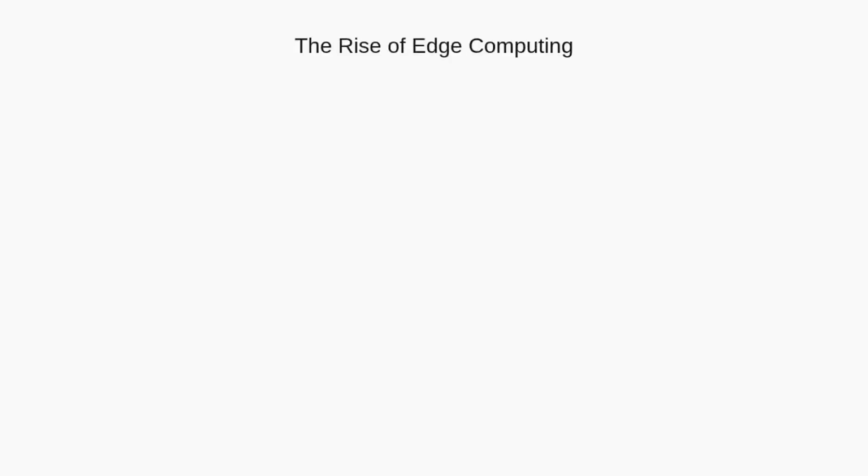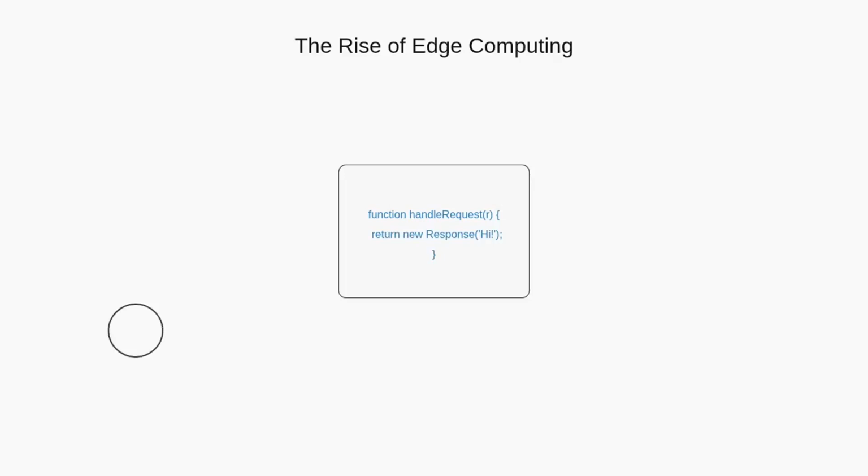We are moving beyond just storing static files. Today, you can deploy actual code, like JavaScript or WebAssembly, directly to the edge nodes. Platforms like Cloudflare Workers or Fastly Compute allow you to run logic closer to the user. This means you can personalize content, A/B test UI, or even query a distributed database without ever sending a request back to your central origin.